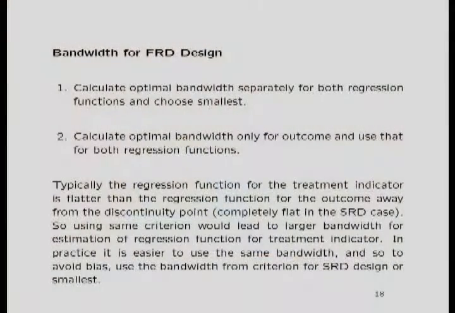Now that was essentially for the sharp regression discontinuity design. For the fuzzy one, in principle, you could do this separately for both regression functions. You could even choose a different bandwidth for both. In practice, that makes things very awkward, and so I would be inclined to just choose the smallest of the bandwidths, which would, in a sense, focus mostly on bias rather than variance.